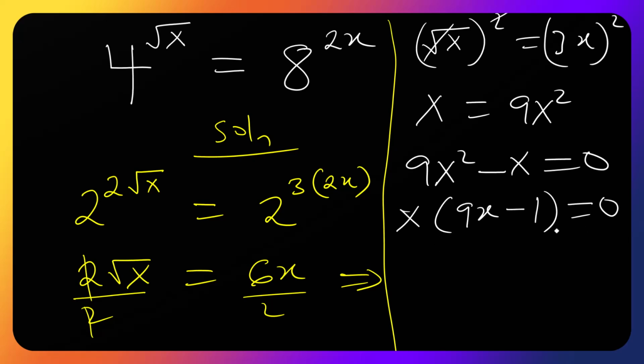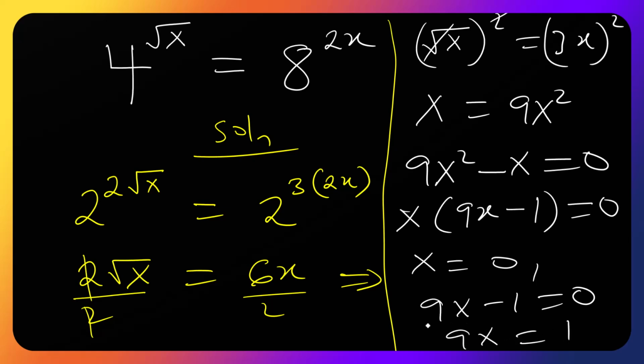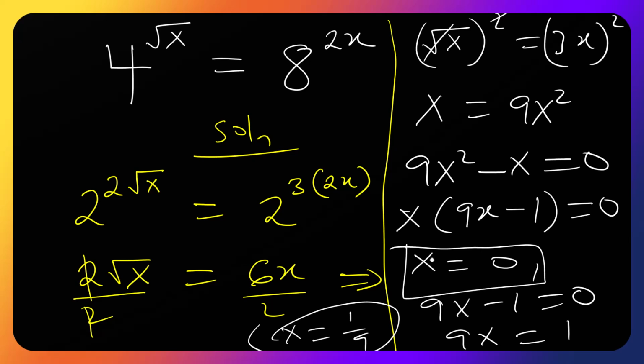So let's still apply the zero product here. So x equals 0. Then we have 9x minus 1 equal to 0, which of course means 9x equals 1. If we divide both sides by 9, my x will be 1 over 9. As simple as that. So we have two answers. Remember, a quadratic will always give you two solutions.